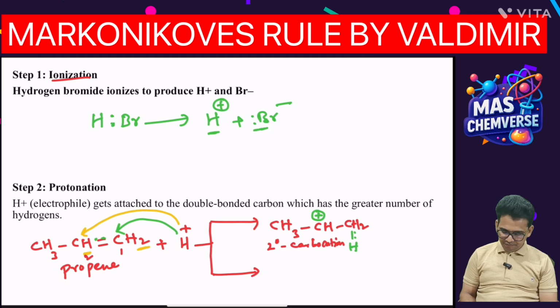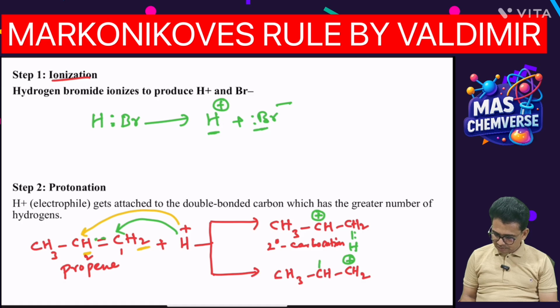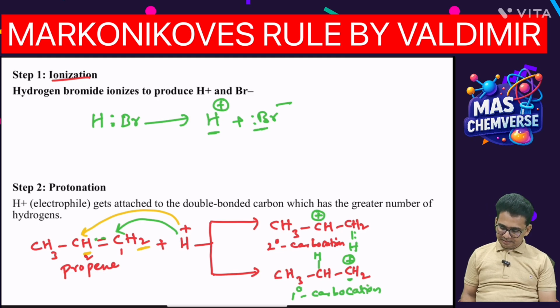See another product, what will be formed: this hydrogen attacks the second carbon, which has fewer hydrogens. What product is produced? Just check it. CH3, CH, CH2. Here it becomes positive. Why does it become positive? Because hydrogen goes to this carbon. The carbocation is present on the first carbon. That's why it is called the primary carbocation. This is the secondary.